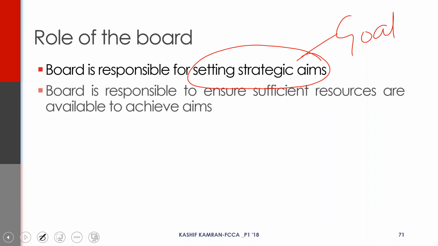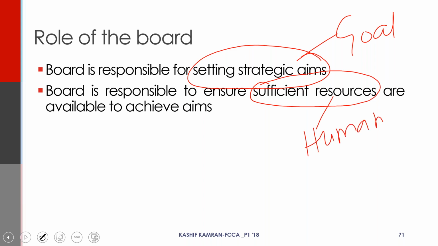The board is responsible to ensure sufficient resources are available to achieve the aim. What resources? Human resources, right? To achieve the goals. Financial resources. Obviously, you cannot achieve your goals without financial resources. You should have a good amount of cash, a good amount of liquidity, a good amount of finance. You should have the human capital. Employees must be motivated, pumped up, because if the employees are demotivated, the goals will not be achieved.